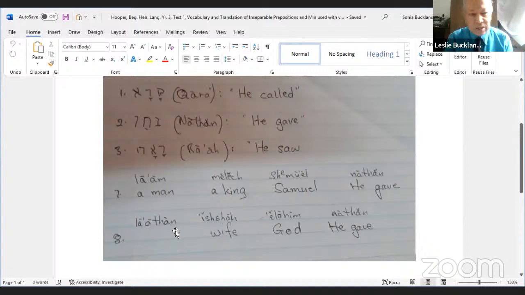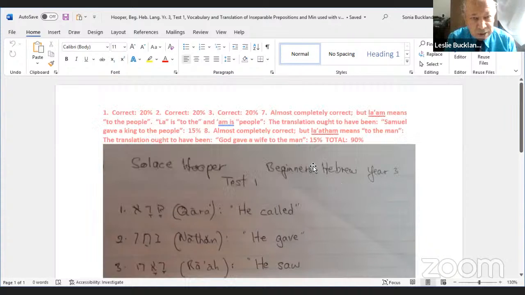Okay, so that is the way that we speak and write in English. The noun comes first, the verb comes after, the direct object comes after the verb, and then this is the indirect object. God gave a wife, that is the direct object, to the man, that is the indirect object. Okay, now this was basically a good response to the test. And I've done my comments up here.